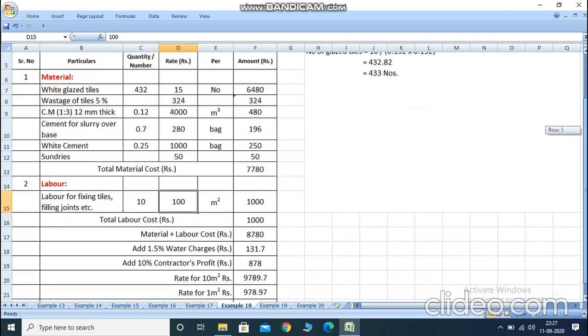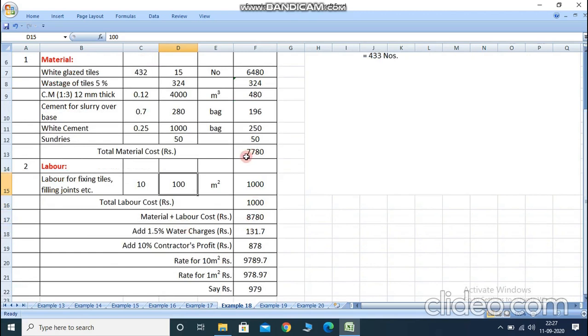Now the total material cost plus labor cost is the summation of 7780, the material cost, and the total labor cost of 1000 rupees. So the total cost is 8780 rupees, and we include 1.5% water charges. So 8780 multiplied by 1.5% as water charges, because water is required to complete the work. So the total water charges are 131.7, and we add a 10% contractor profit. So 8780 multiplied by 10% gives 878 rupees as the contractor profit.